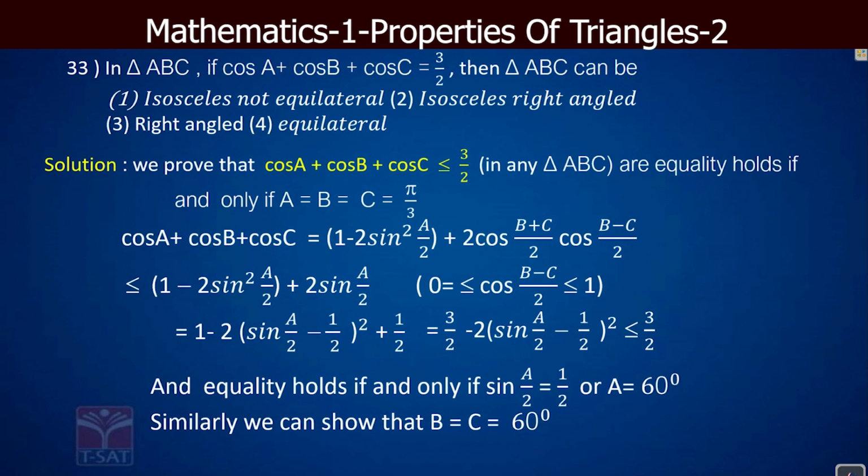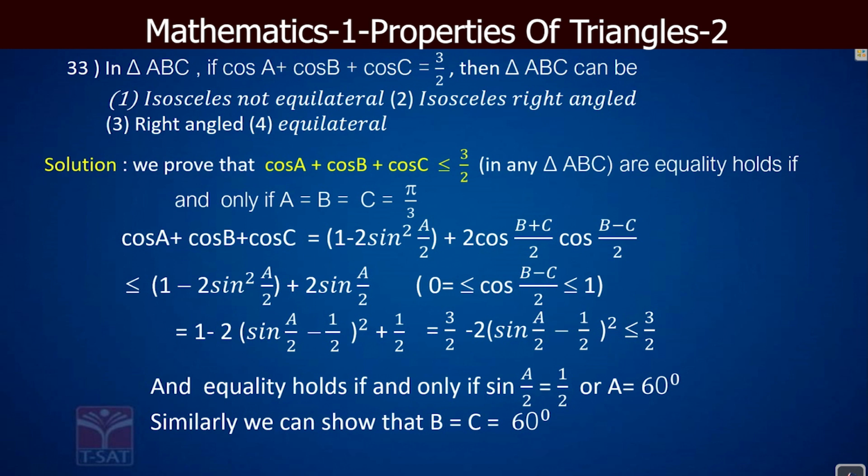So similarly you can prove that B is equal to C is equal to 60 degrees. By writing cos A plus cos B plus cos C, you have written 1 minus 2 sin square A by 2 for the first, and for the remaining you have written cos B plus cos C. For the second one, you write cos B as 1 minus 2 sin square B by 2 and cos C plus cos A as 2 cos (C plus A) by 2 cos (C minus A) by 2, like that. So similarly, we can show that B is equal to C is equal to 60 degrees. So the triangle is equilateral.